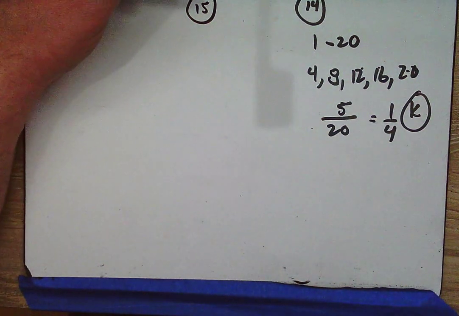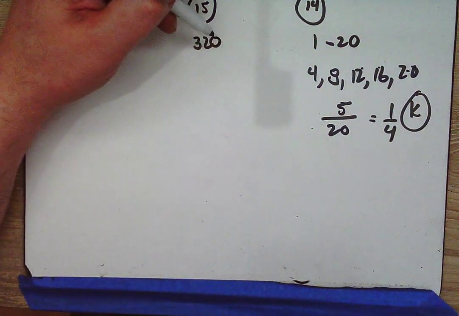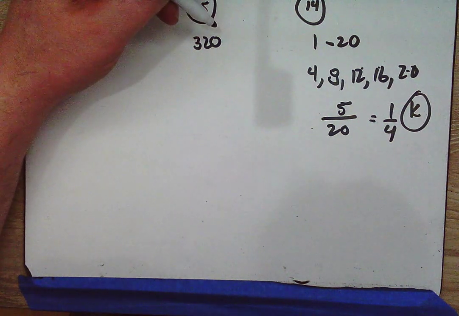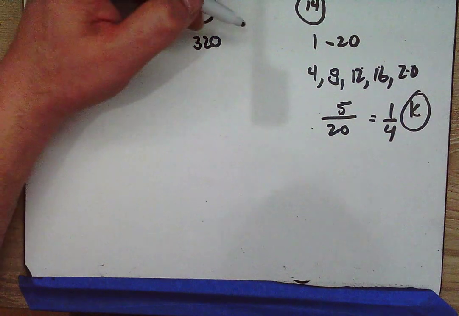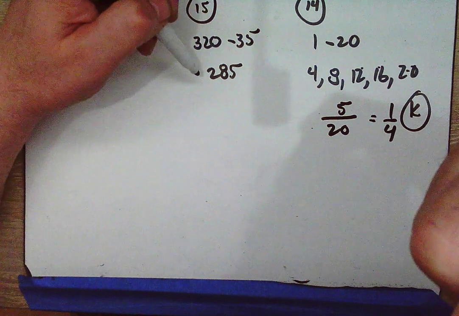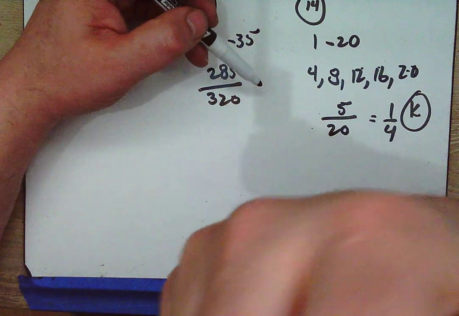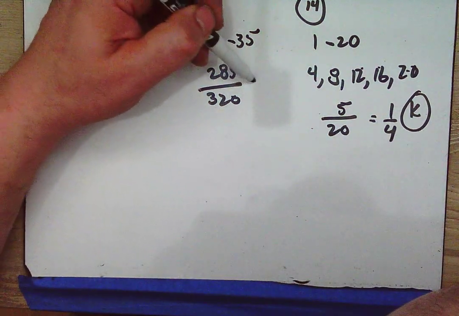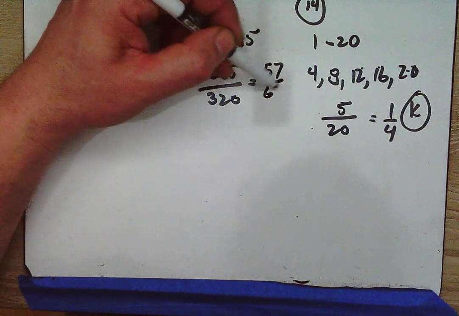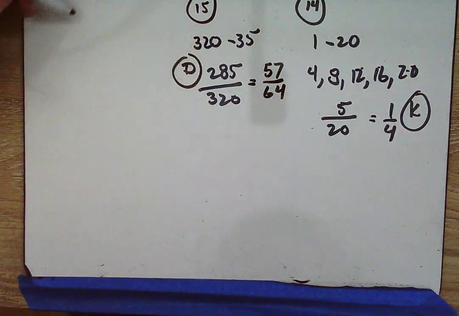Well, I noticed that the total number of vehicles is 320, and the number of luxury vehicles is 35. So that gives us 285 not luxury out of 320 total. And this reduces to 57 over 64, which is choice D. D for number 15.